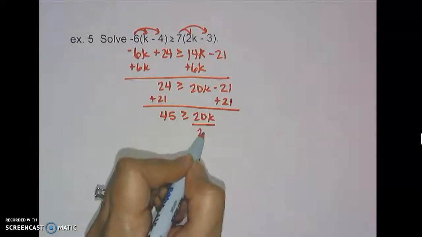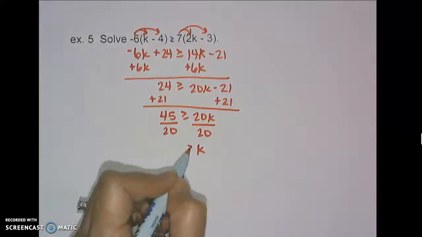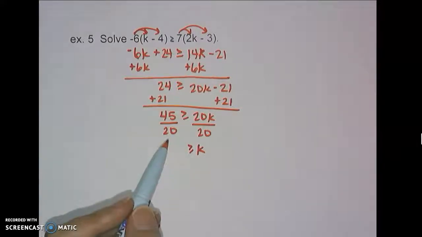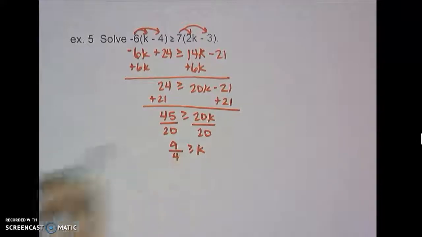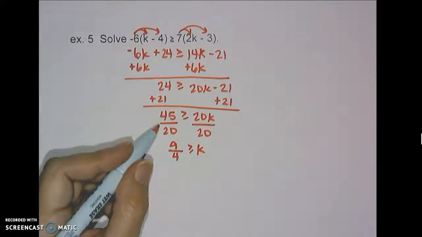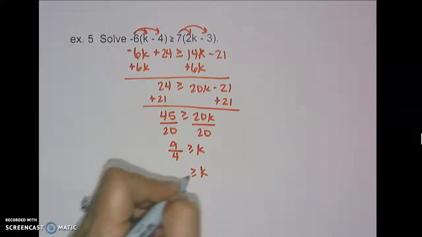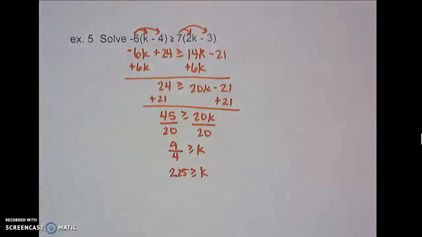We'll divide both sides by 20. Now, when you do this, you can either simplify this fraction and notice that both of them are going to divide by 5. So that would give us 9/4. If you don't want to leave it as a fraction, you can also just divide 45 divided by 20, or 9 divided by 4, and that would give us 2.25 as a decimal.